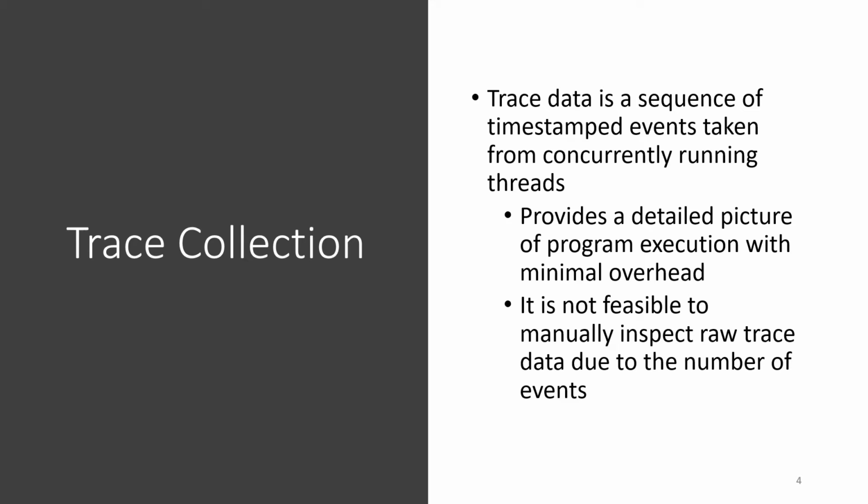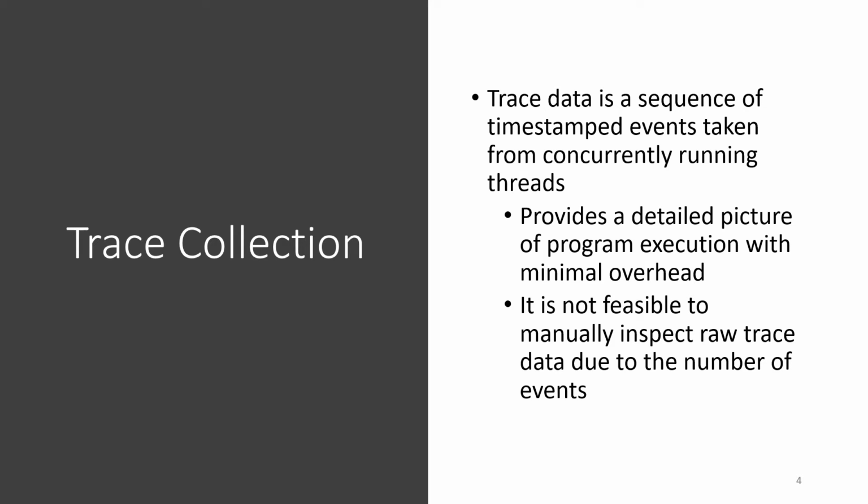So like I just mentioned, we start off by collecting trace data, and trace data is just a sequence of timestamped events taken from concurrently running threads. So this can provide a very detailed picture of program or system execution, and using open source tracers, we can collect these events from multiple levels while imposing minimal overhead. The main drawback of trace data is that it's simply not feasible to manually inspect raw trace data, mostly due to the sheer number of events that can be generated in a very short amount of time, which is why there is a large body of work dedicated to the interpretation of trace data.